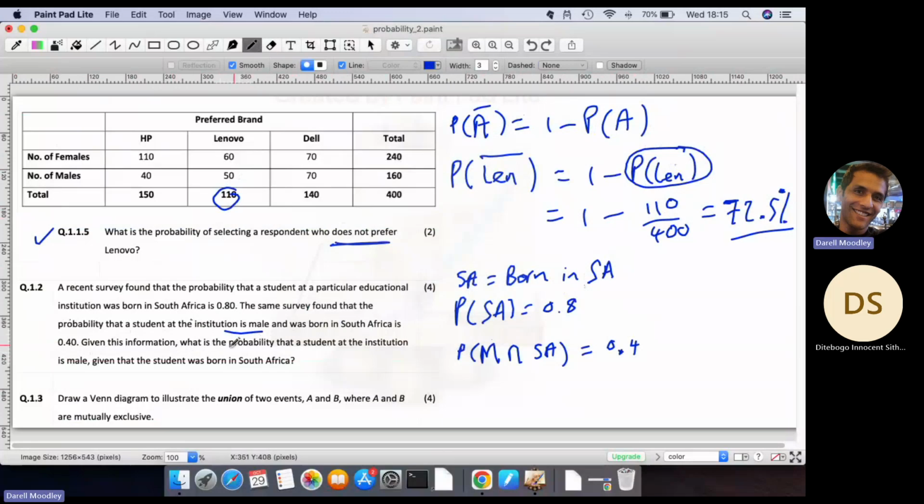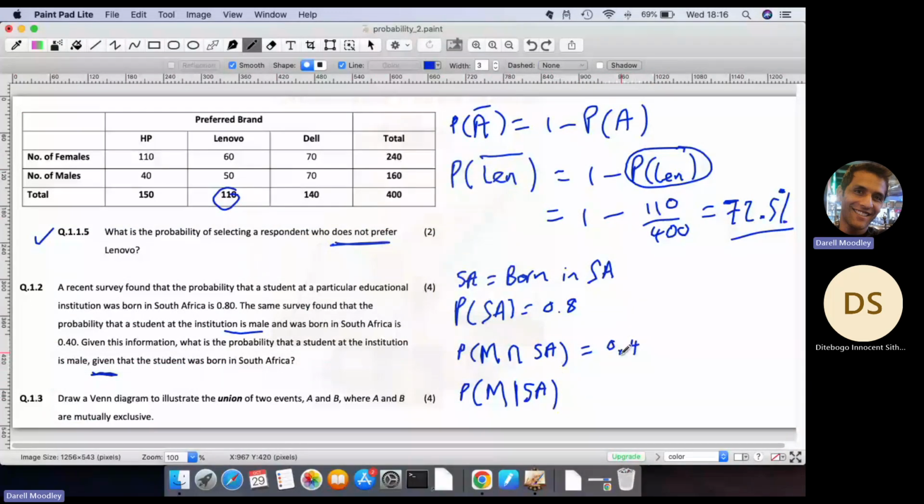The question is, what is the probability that a student at the institution is male given that the student was born in South Africa? So we need to formulate this mathematically. What they're asking us is, what is the probability that the student is male given? The mathematical symbol for given is a vertical line, that they're born in South Africa. That's what we need to figure out.